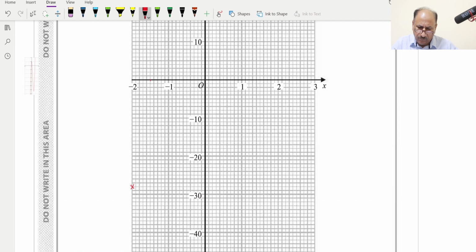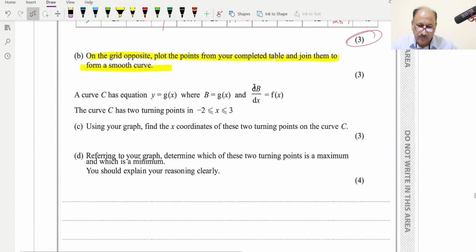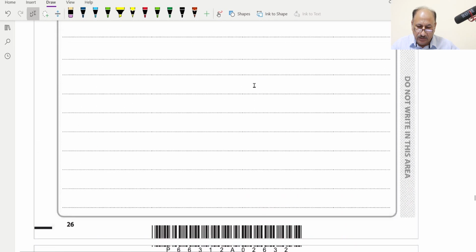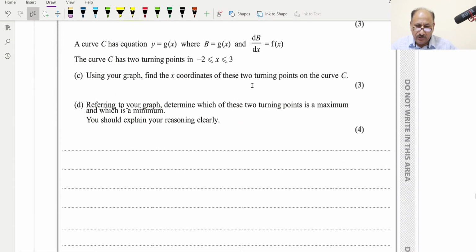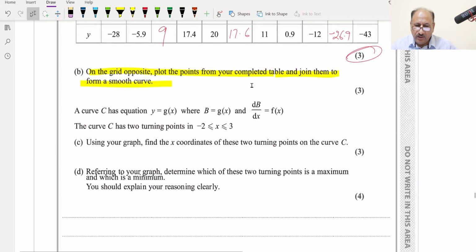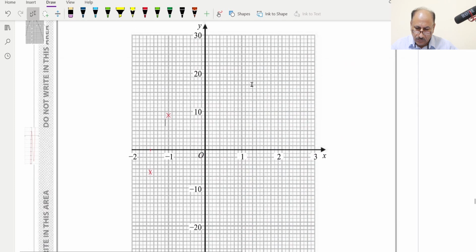Minus 1.5 and 5.9. So 5.9 will be closer to 6. So 1, 2, 3, 4, 5, so almost here. Now the third point is minus 1 and 9, so minus 1 and 9 will be this point. This is done. Next point is minus 0.5 and 17.4.